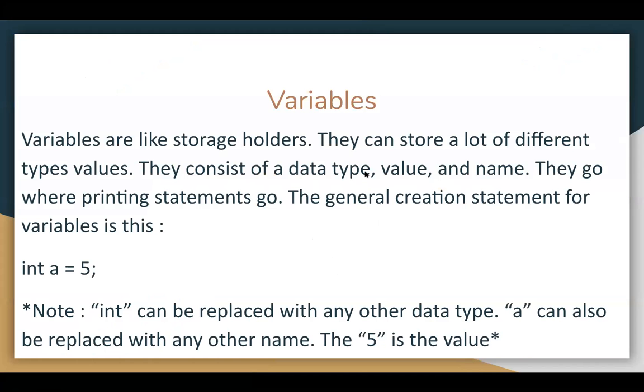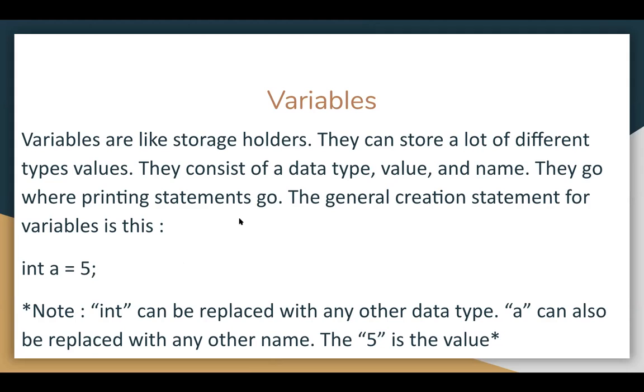Right, so variables are kind of like storage holders. They can store many different types of values. Generally, though, for the format of it, they consist of a data type, a value, and a name. So they go where printing statements go, which means they go inside the main method, which is the second curly brackets pair. The general creation statement for variables is something like this.